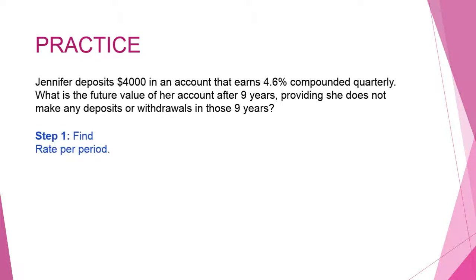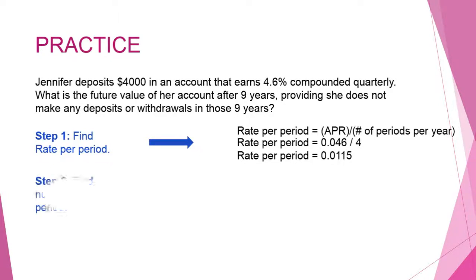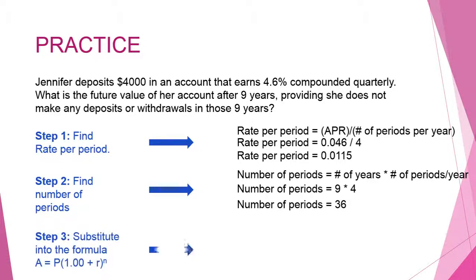Alright, first step, find rate per period. So this is compounded quarterly, meaning 4 times per year. And then the APR is 4.6% or 0.046, giving us the rate per period of 0.0115. Next step is to find how many periods there are in 9 years. Because it is compounded quarterly, we have 4 times per year times 9 years, meaning there should be 36 times. Step 3, plug it into the formula.